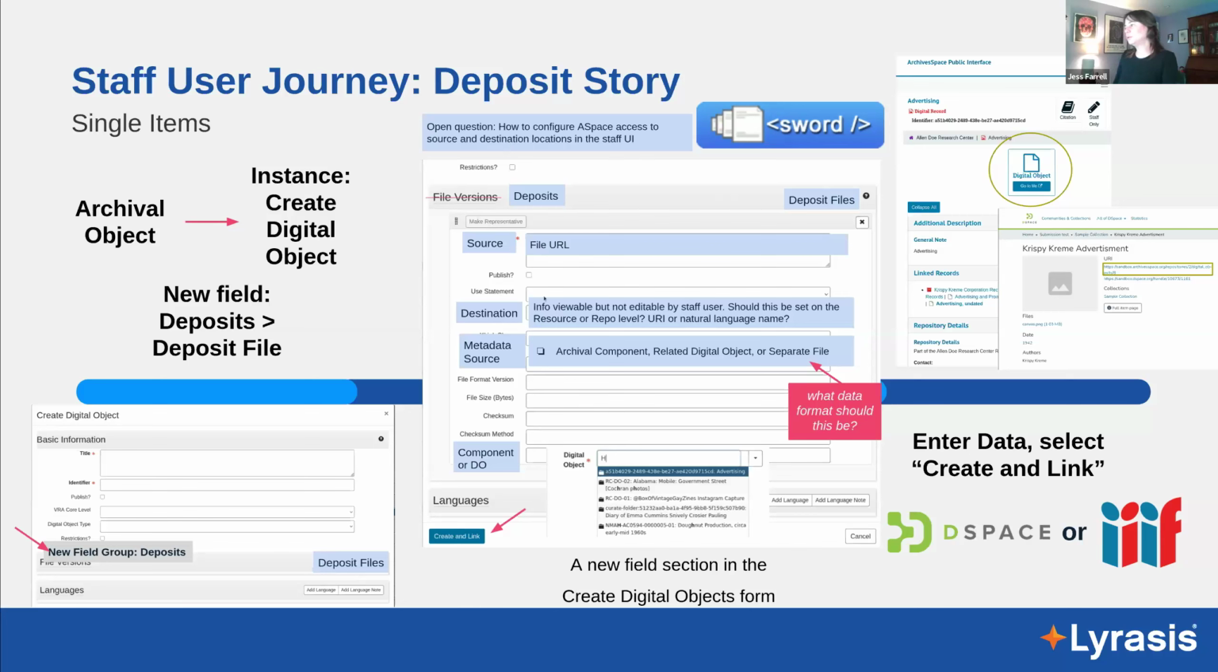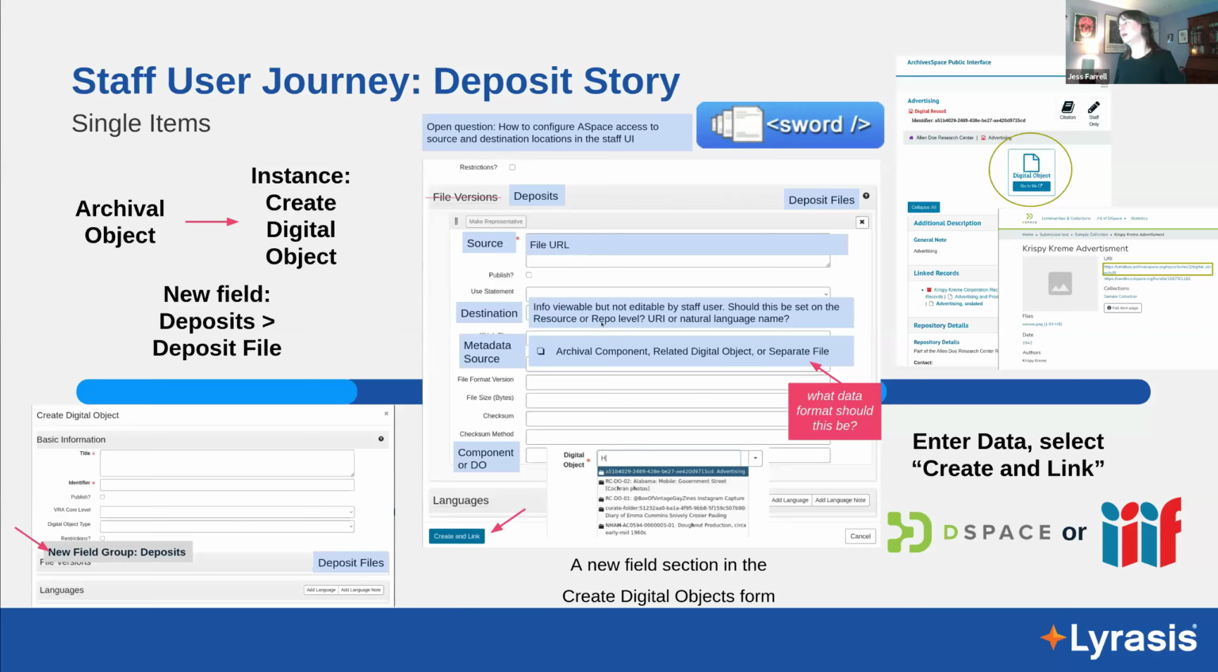In this new field group, I've shown here in the middle what it maybe could look like. This is super drafty, but it's just an example. So you would have a button here to deposit files. That's how the field group would open. And then you would need to put in a source for your file URL, all the way to the file name, and then a destination, of course. Which I have a lot of questions about.